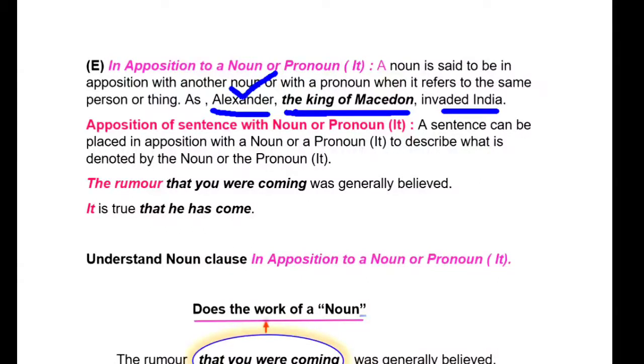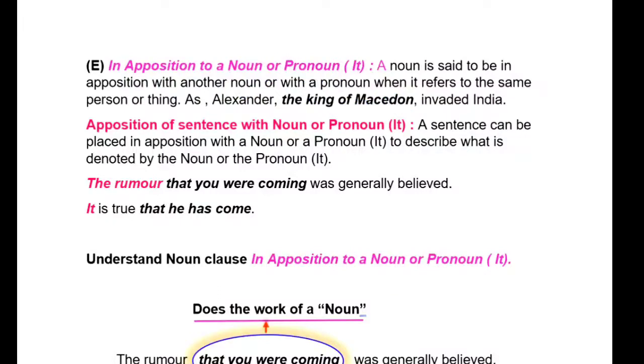Same person or thing. Who is Alexander? He is also the king of Macedon. That is, both are the same man. Both refer to the same man. The king of Macedon refers to Alexander and Alexander refers to the king of Macedon. Both are the same rank and the same person. So here we can say the king of Macedon is the apposition of Alexander.